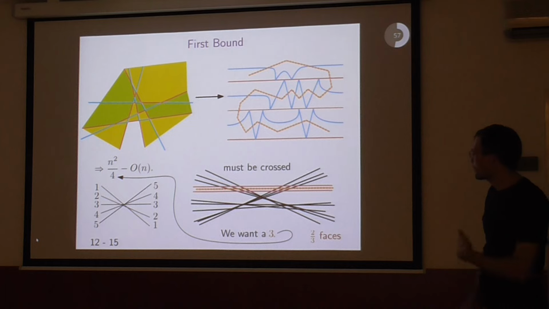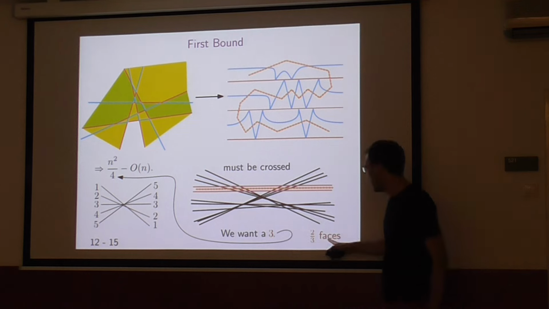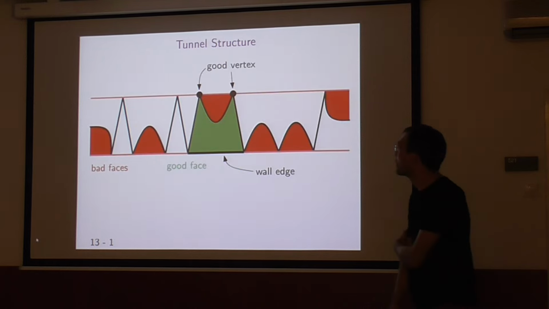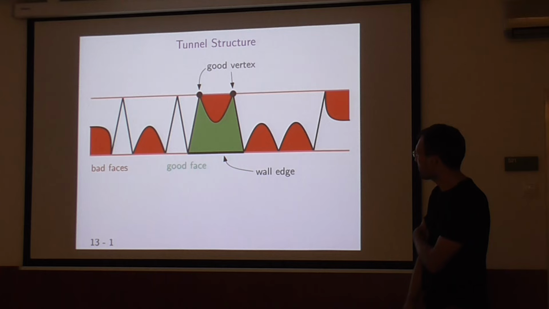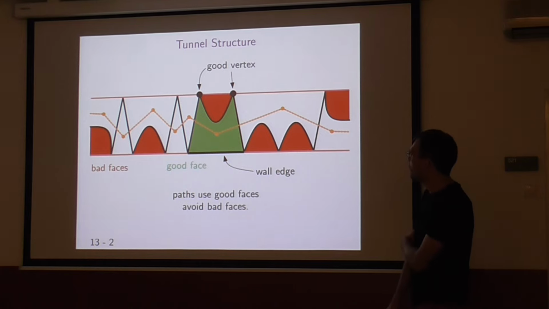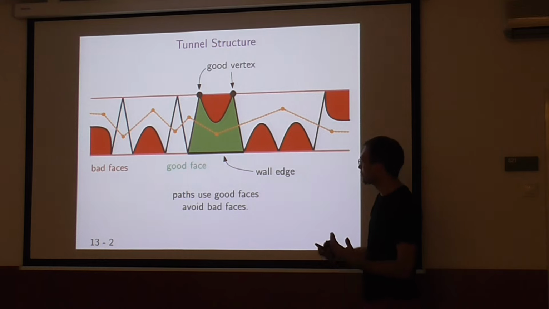Okay, so we want to improve this. We want to get from n squared over 4 to n squared over 3, and this means that we have to traverse 2/3 of all the faces. This is the key. In order to do this, we look at this tunnel, and a path which goes from left to right will visit certain faces for sure, and will leave out other faces definitely as well. The faces which are left out, we call bad faces, and the faces which are traversed by the path, we call good faces.